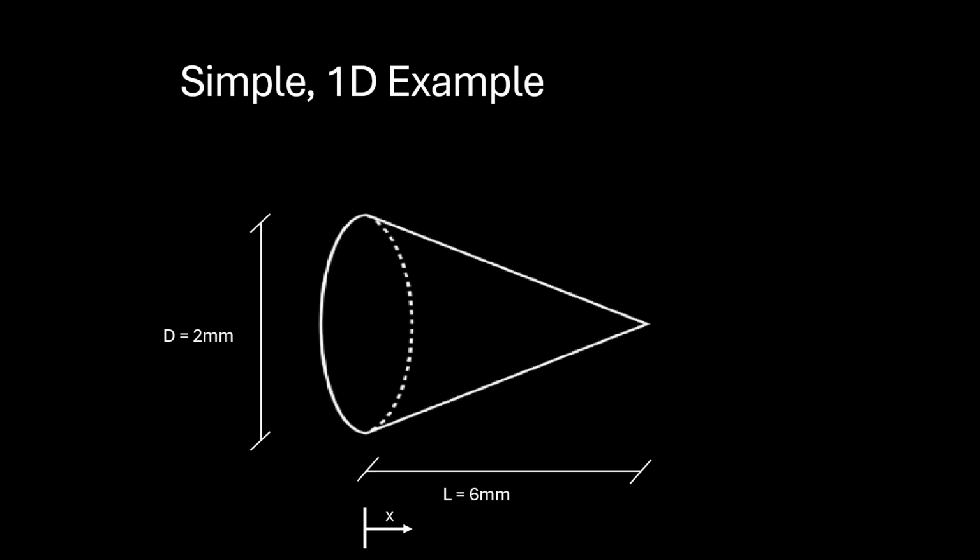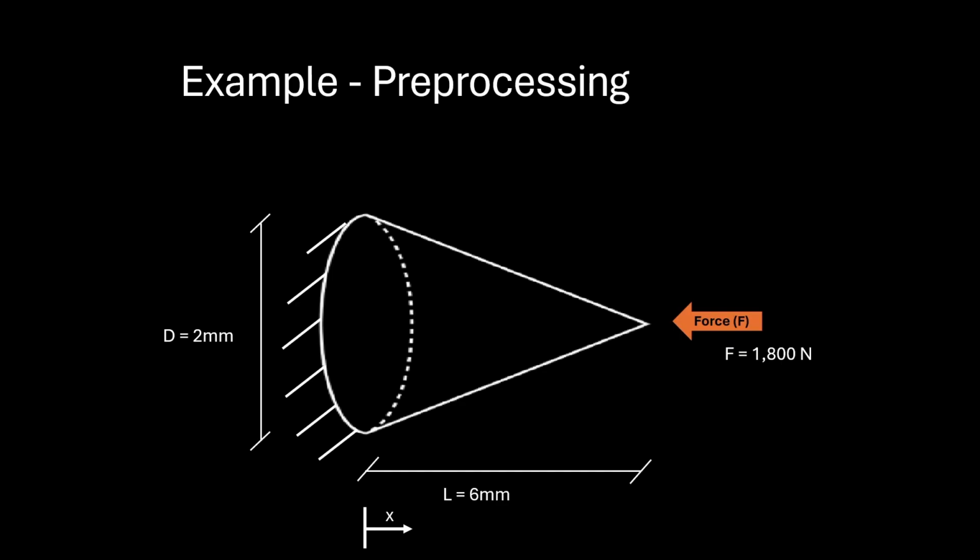Let's take a simplified model. I did reduce the diameter and the length and just turn them into similar values, but ones that will be easy for the math. So in this case, we're going to say the left side is fixed, and we're going to say a force of 1800 newtons is applied to the tip. And this force represents all my body weight, with a little extra because I'm accelerating, landing directly onto one spike.